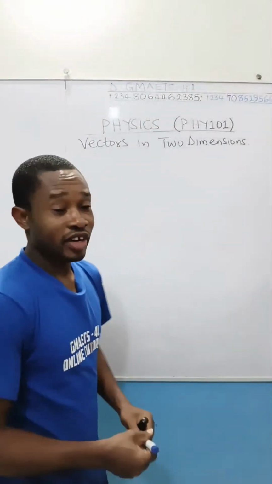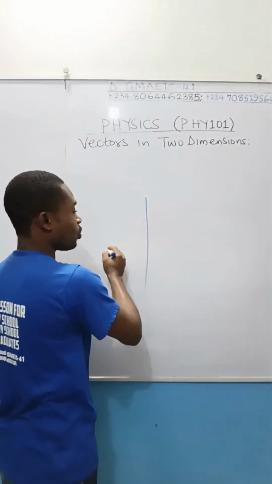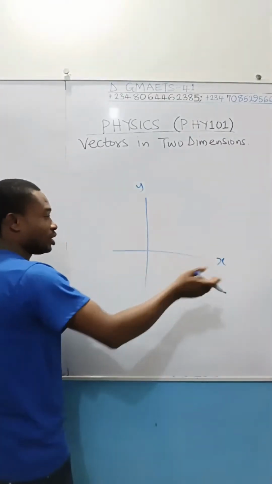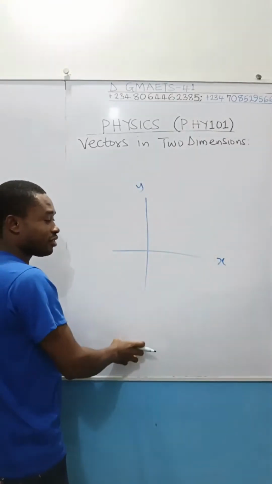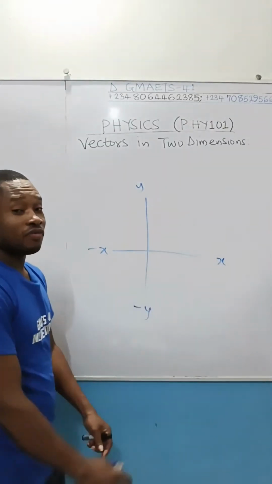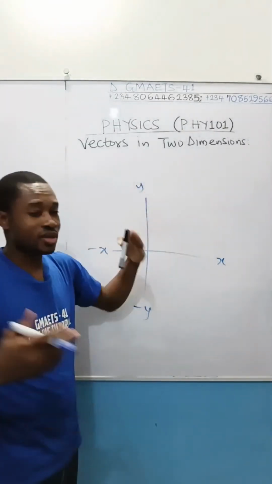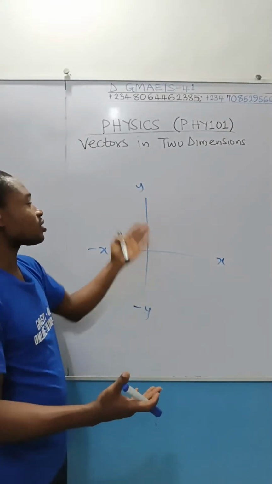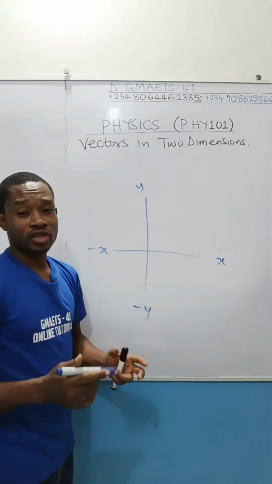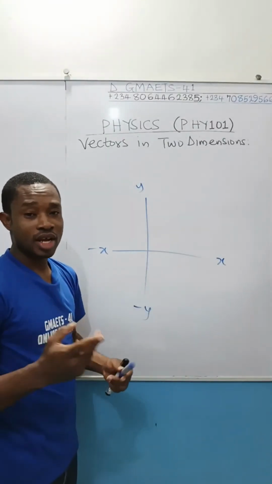So when we say that the vector can be represented in a plane, this is simply what we mean. You have your y-axis and your x-axis. This is positive y, negative y, then negative x, positive x. So if a vector is in 2 dimensions, the vector has its y and x value. That is the whole idea of a vector in 2 dimensions.